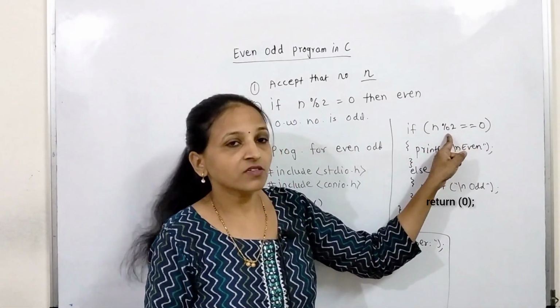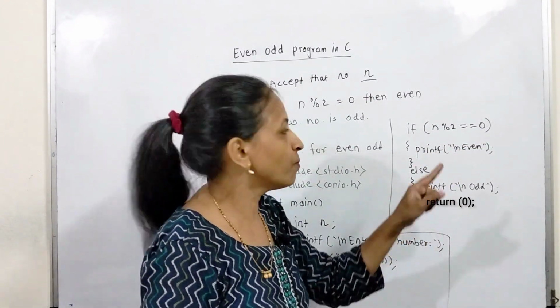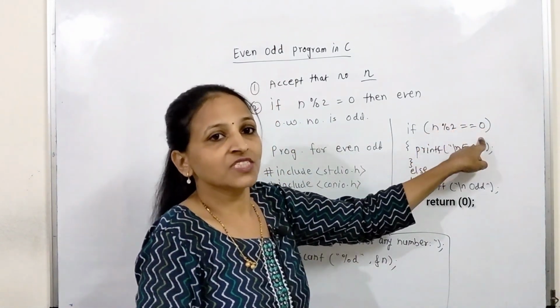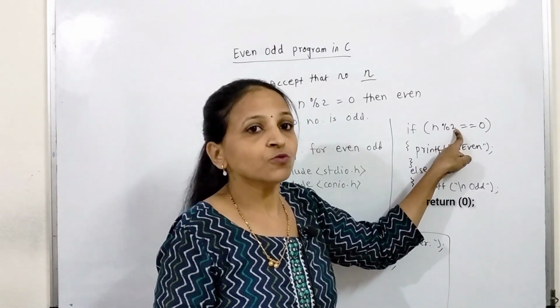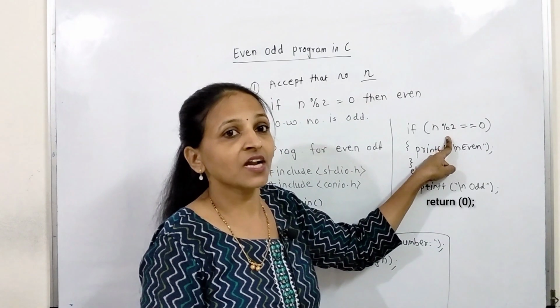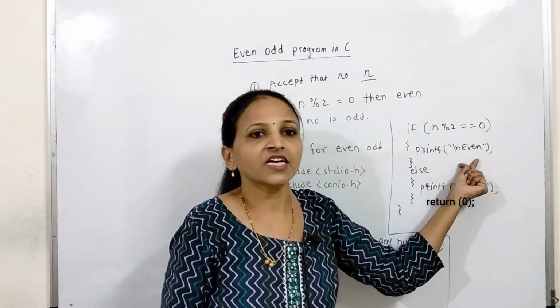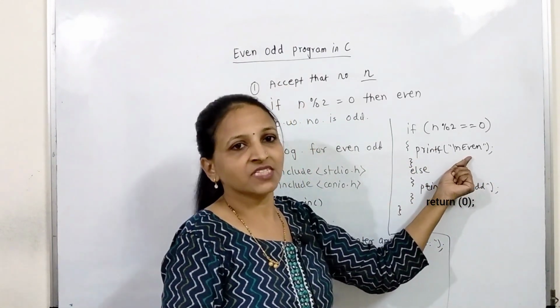Now whether that number is divisible by 2 or not, we can check with the help of the modulus operator. If the remainder is 0, meaning if n modulus 2 is equal to 0, here we are dividing that number by 2 and checking the remainder, because the modulus operator always gives us the remainder. If the remainder is 0 then we can definitely say that it is an even number. That's why we display the message even.